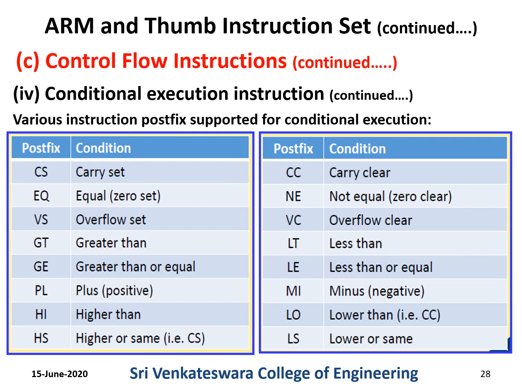So here all the postfix conditions are listed. CS stands for carry set, EQ for equal, VS for overflow set, GT for greater than. Likewise, nearly 16 postfix conditions are present. This can be used along with any of the data processing instructions, and we can prevent using branch instructions.